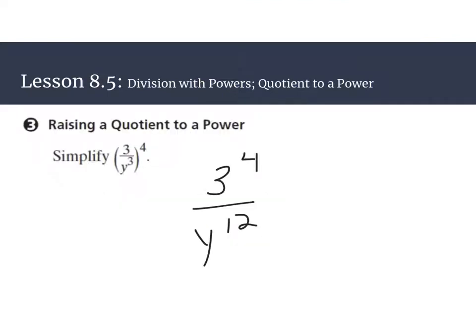So now we're raising a quotient to a power, okay? In this example, we've got 3 over y to the 3rd, and we're going to distribute that 4 to the 3, and so we end up getting 3 to the 4th. And then in our denominator, we have y to the 3rd to the 4th, and so we have to multiply. We use that multiplication rule there, and we get y to the 12th. And then we can simplify that just a little bit more, and we get 3 to the 4th is 81 over y to the 12th.